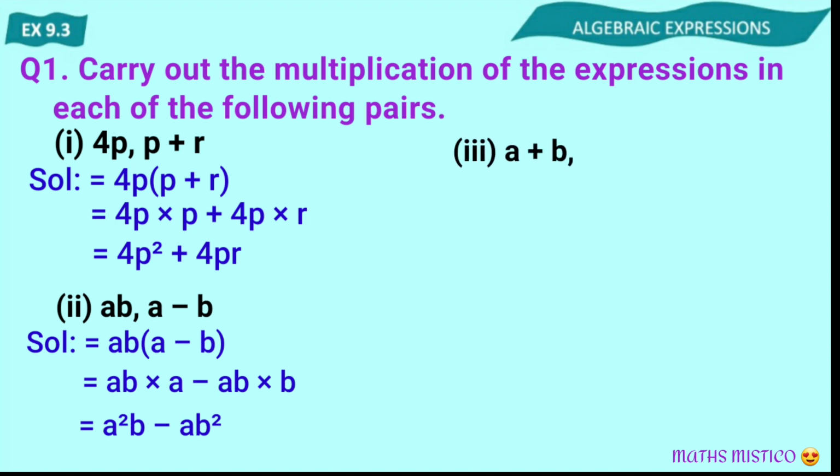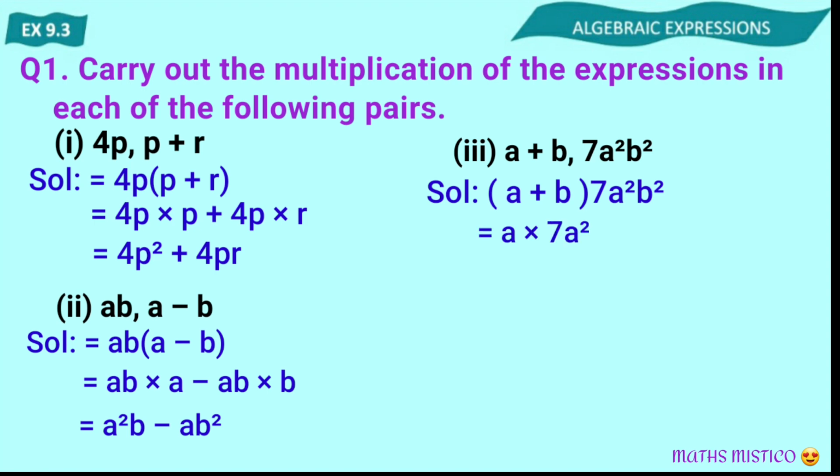Now in the third part, binomial is before the monomial, but no problem, we will still follow the same method. So multiply each term of the binomial with the monomial. So plus into plus plus, a into 7a square b square, followed by plus b into 7a square b square. And this is the final answer.